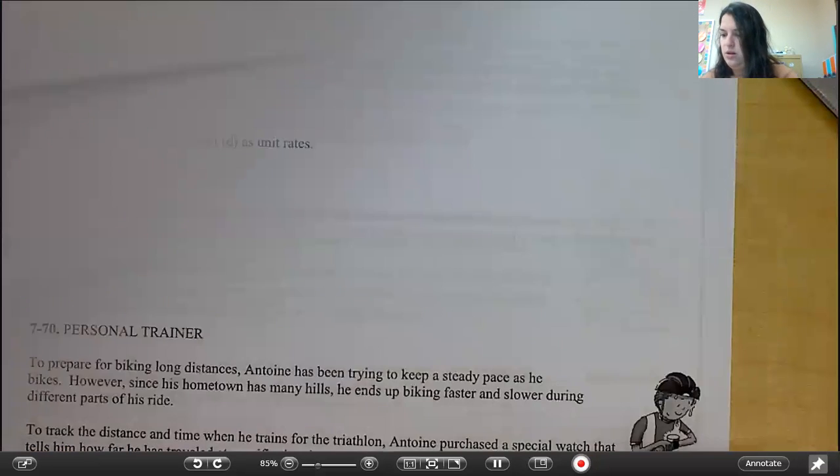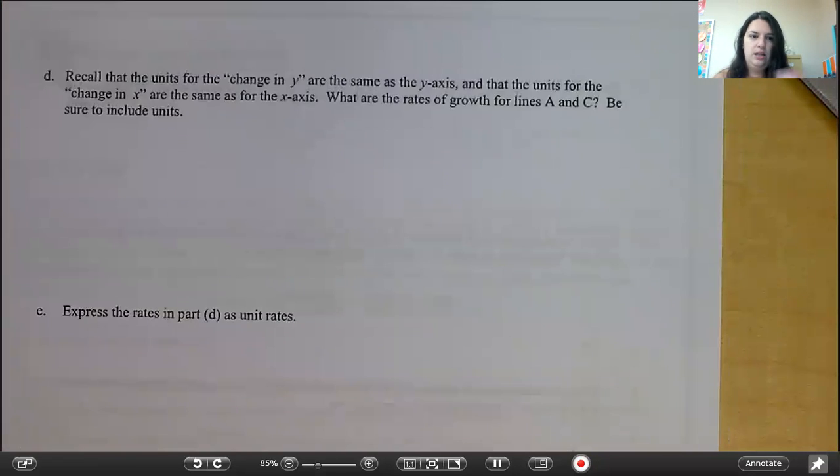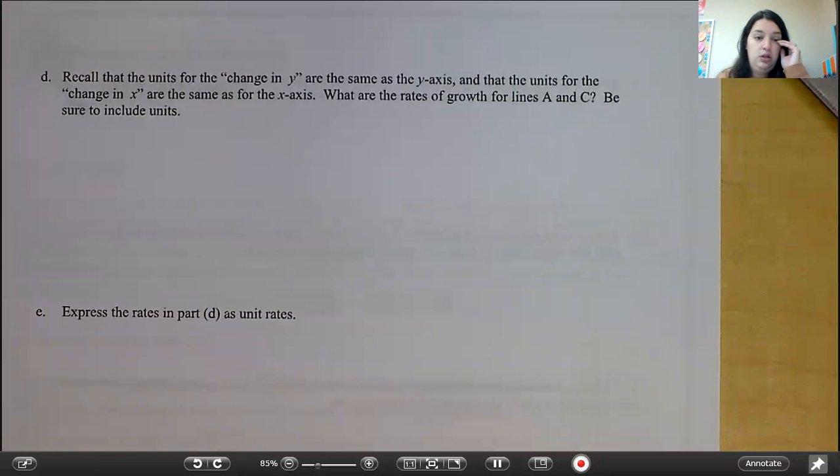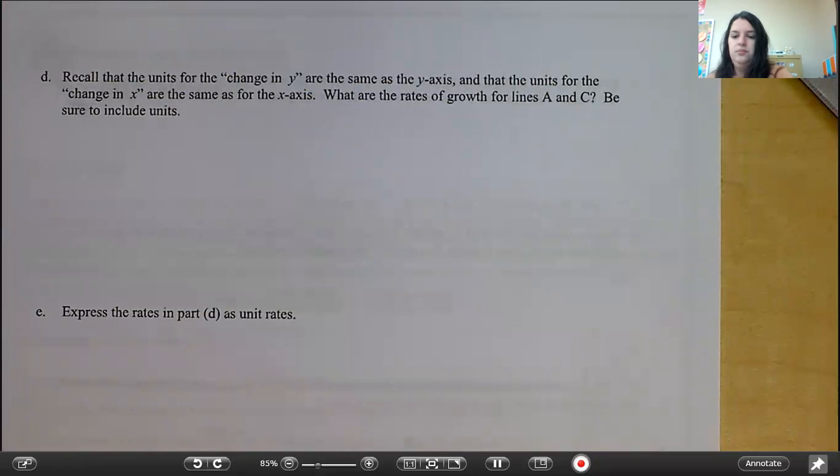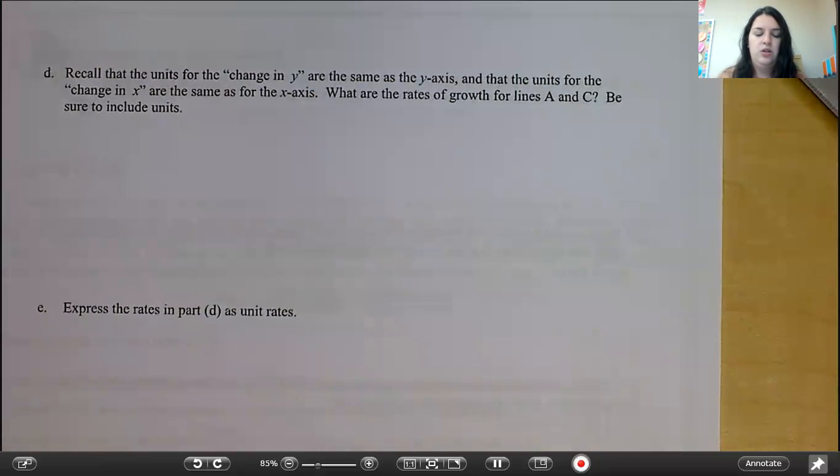Okay. Looking at D, it says recall the units for the change in y are the same as the y-axis and that the units for the change in x are the same as the x-axis. What are the rates of growth for lines A and C? Be sure to include units. So go ahead and answer part D. And then when you're done, I would also like you to answer part E and express them as unit rates. Remember, unit rates is always per 1.